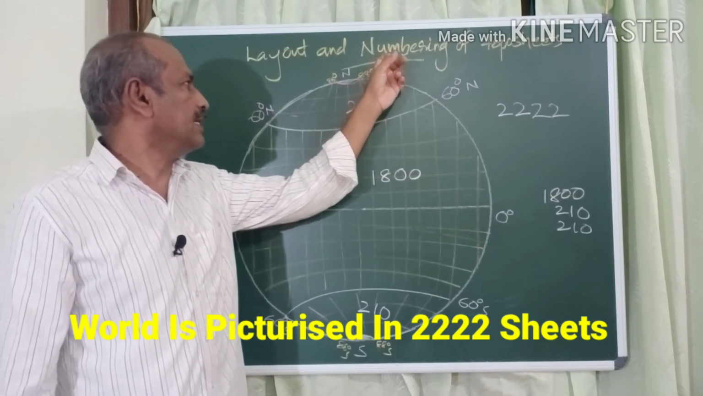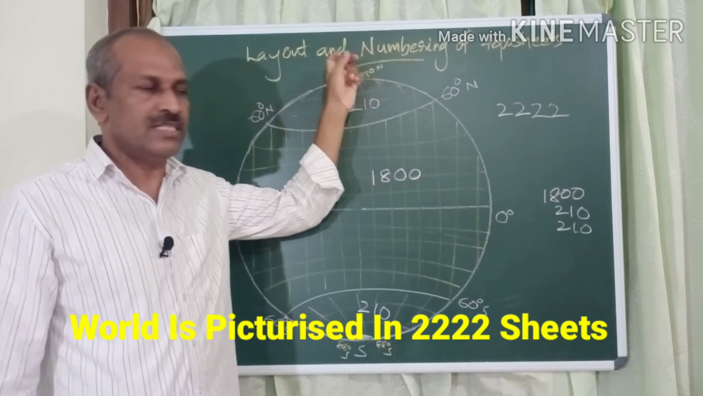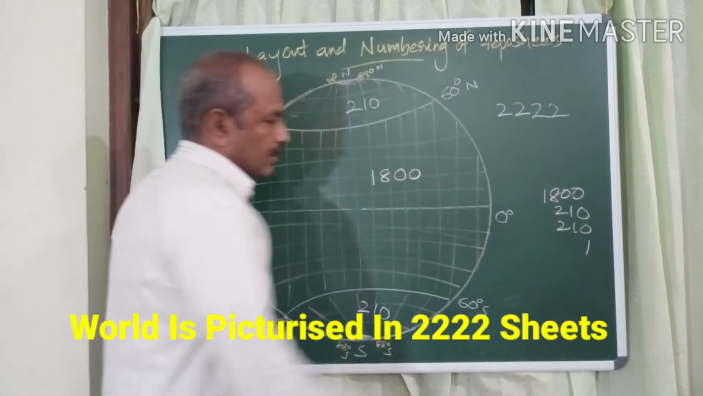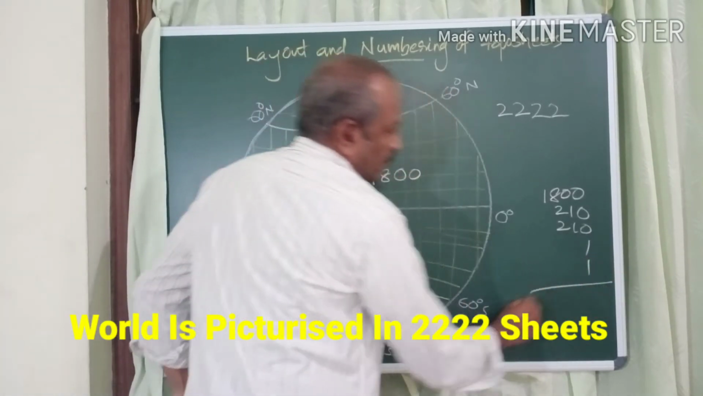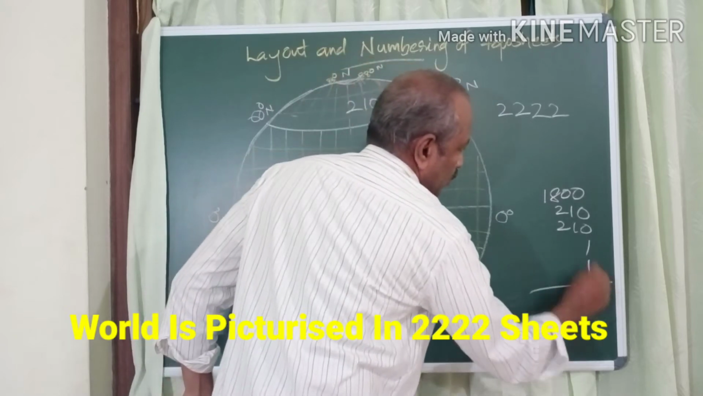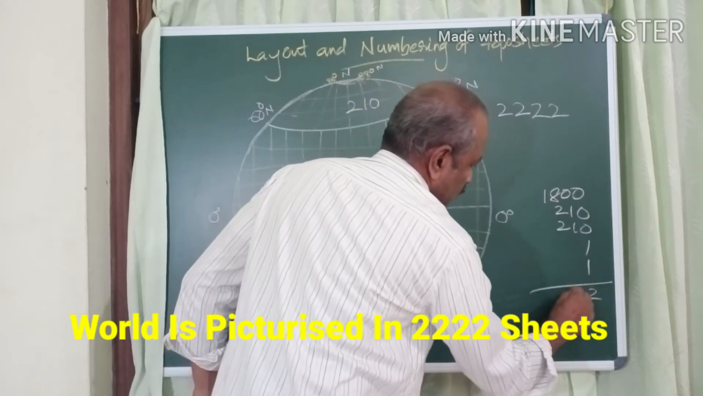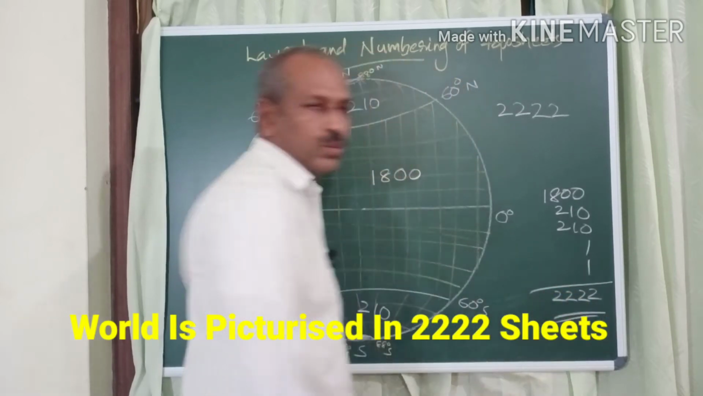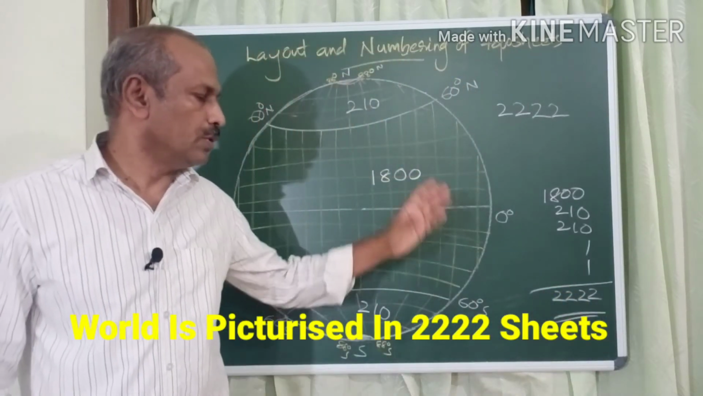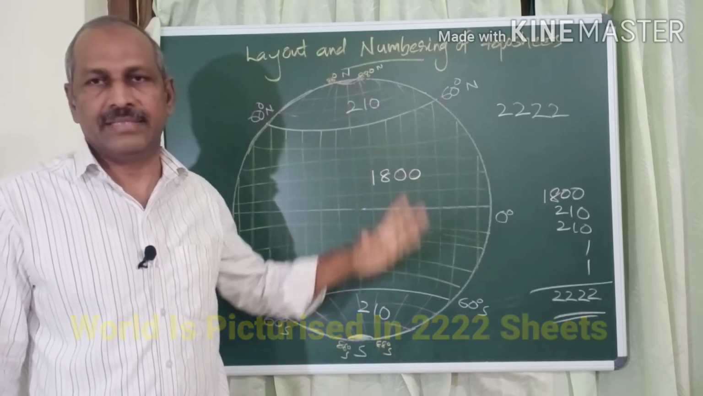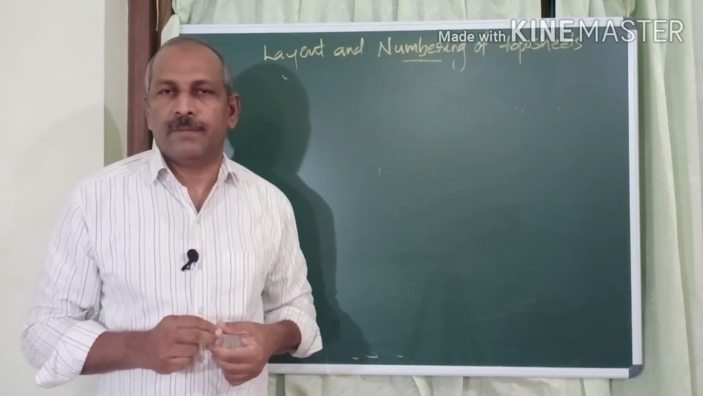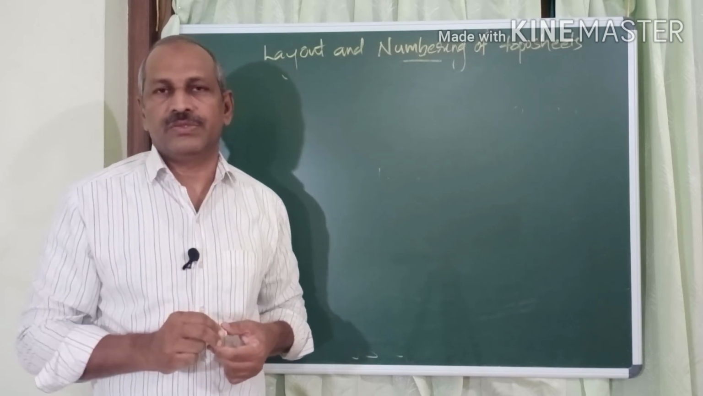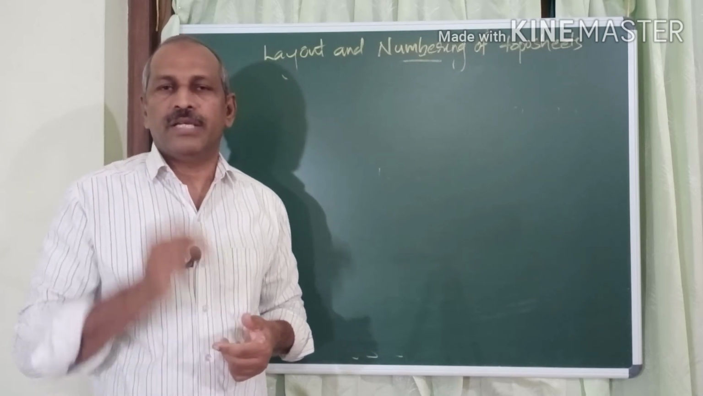Then 88 degrees north to 90 degrees, that is the North Pole, is in a single sheet, and the South Pole in a single sheet. When you add up, you will get 2222, the total sheet number.